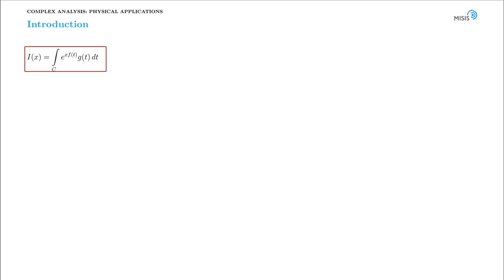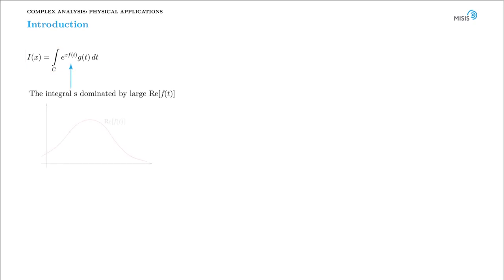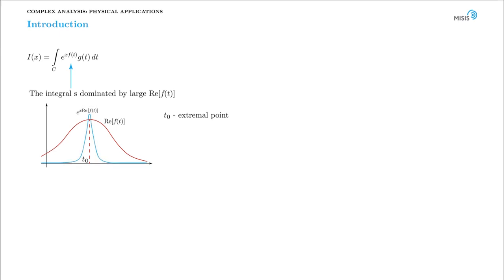The obvious thing is that the integral is dominated by the maximum value of the exponential function, that is, the maximum value of the real part of f of t. Let's denote the corresponding point t0. If x is large enough, the exponential function decays very fast. Therefore, the integral is dominated by a small vicinity of t0. As I'll explain in a second, this argument opens the road for a drastic simplification.